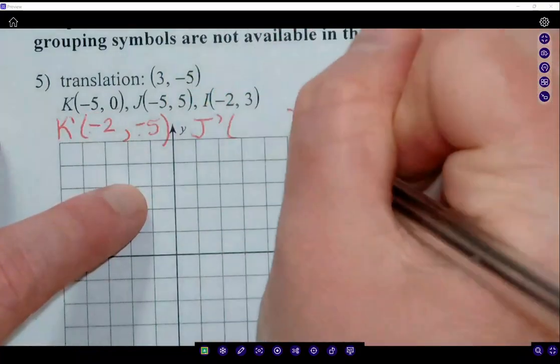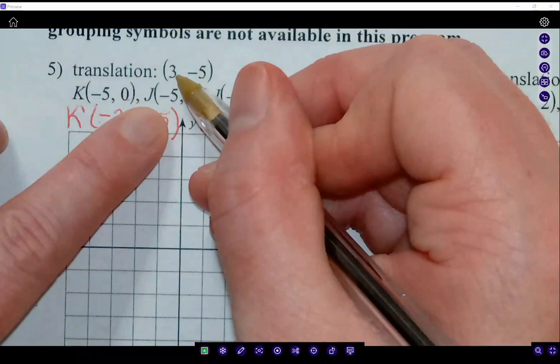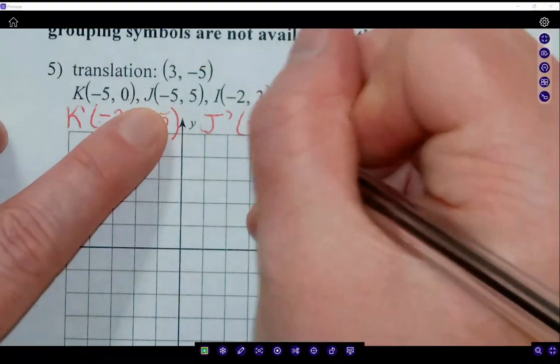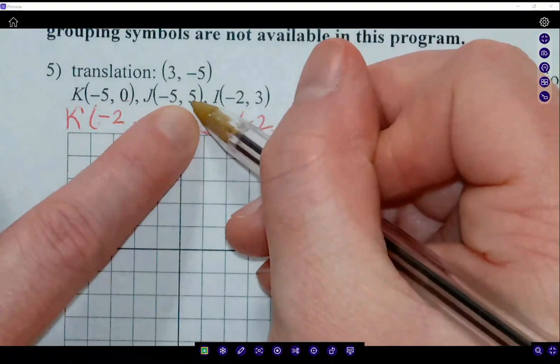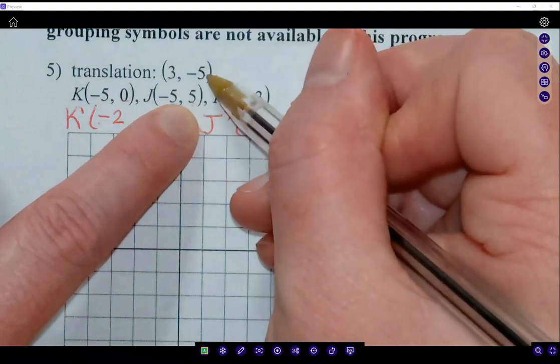Okay, for j prime, we need to add negative 5 to 3. So what is negative 5 plus 3? Negative 2. Okay, and then for the y coordinate for j prime, we need to add j's y value to the translation vector's y value. So what's 5 plus negative 5?